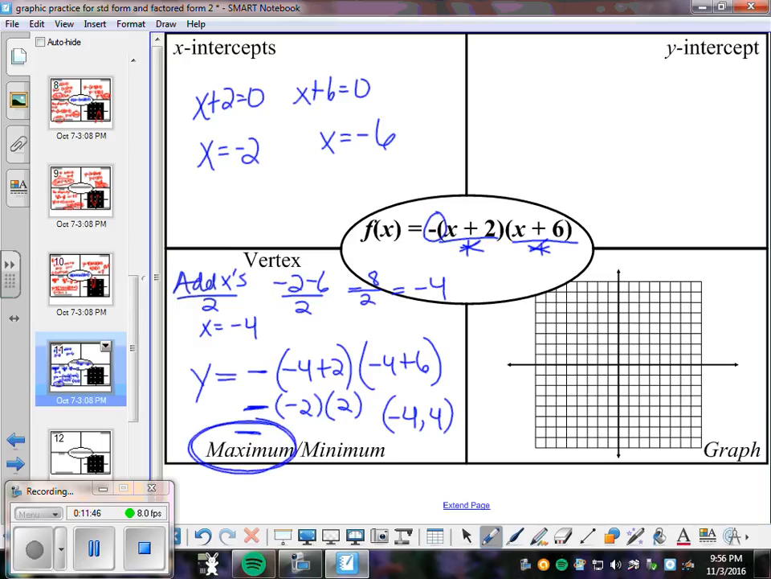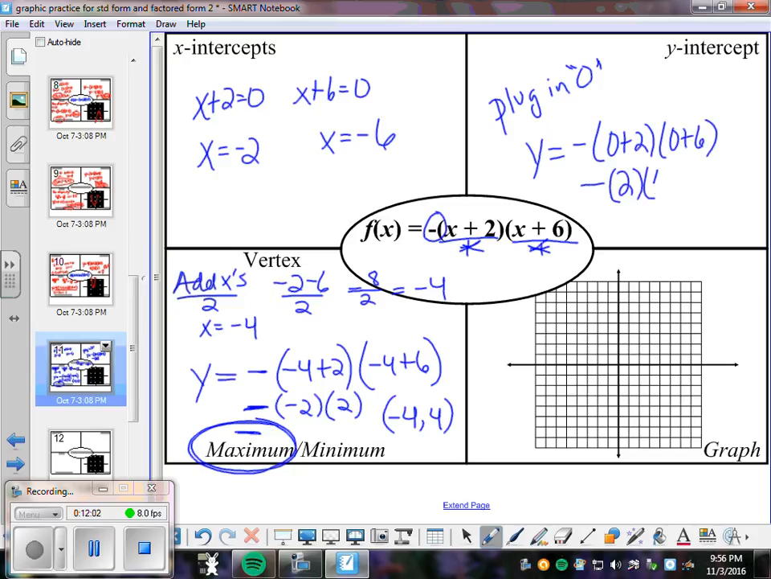Now, to find your y-intercept, you plug in 0. Okay? So now take y equals negative 0 plus 2, 0 plus 6, negative 2, 6. That's going to be negative 12.